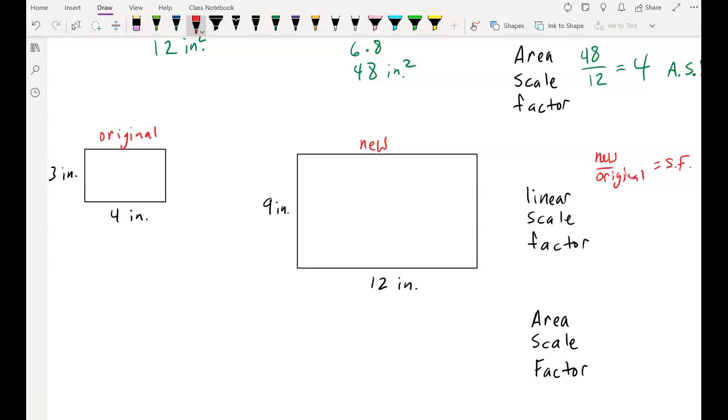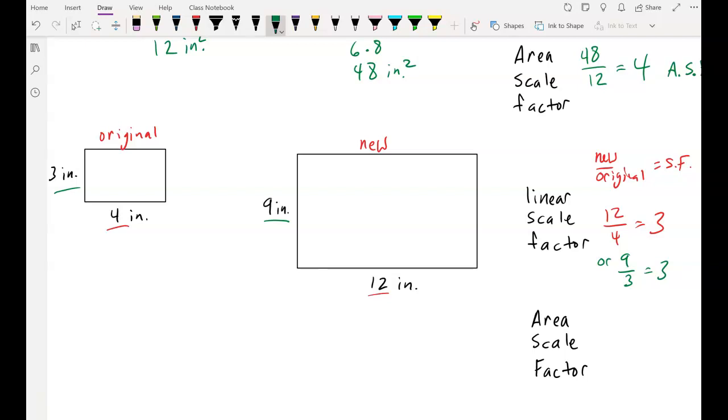So let's take a look at 12 divided by 4. Those are the corresponding dimensions. 12 divided by 4 is 3. So it has a scale factor of 3. Could we have divided 9 by 3 and gotten the same thing? 9 is the length. 3 is the other length of the original. 9 divided by 3 is 3. So yes, the scale factor is 3.